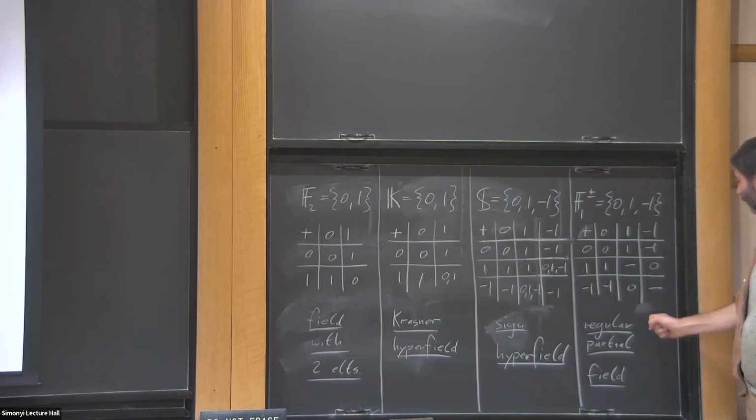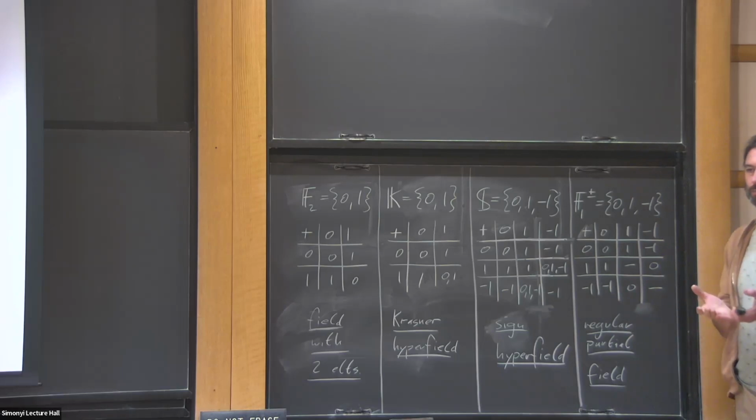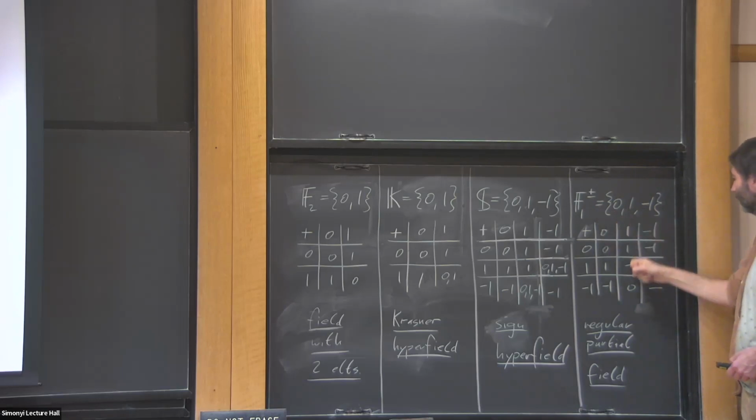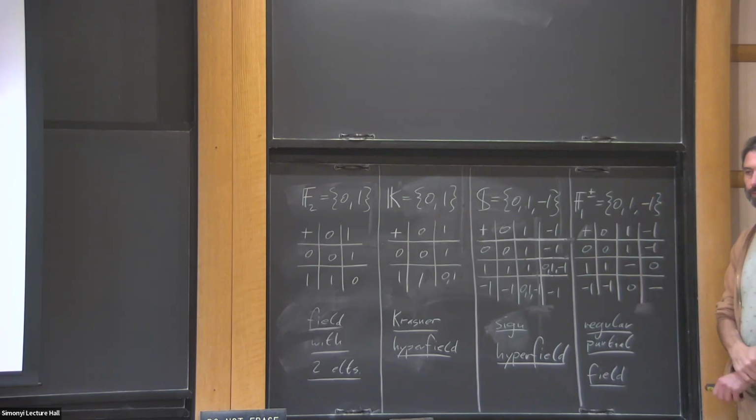The last one is the so-called regular partial field. This should be thought of as a substructure of the integers. We can only add elements if the outcome is in the ground set. Once again, the multiplicative structure is the obvious one. But then you can add 1 plus minus 1 and it's 0. But you cannot add 1 plus 1, because 2 is not in the field of definition.